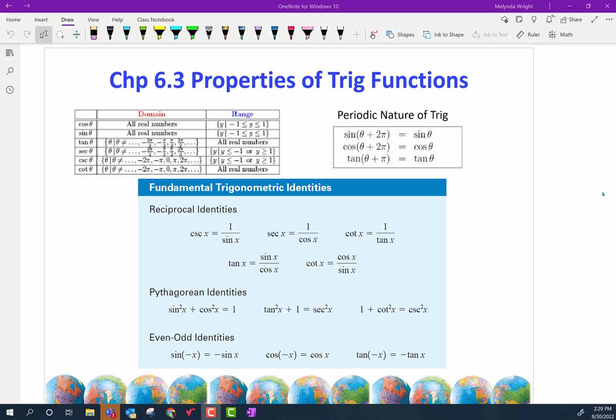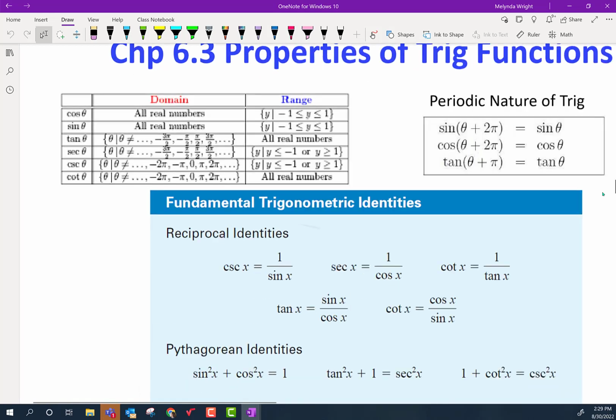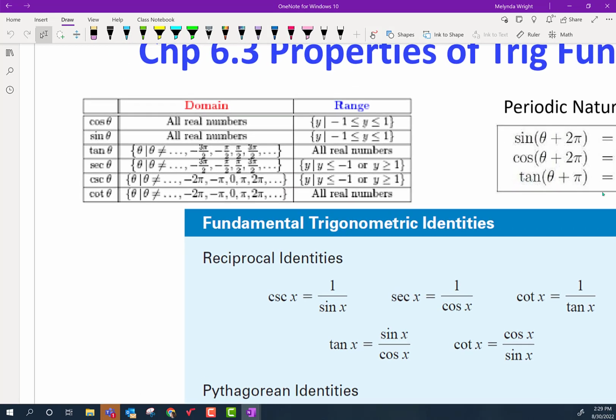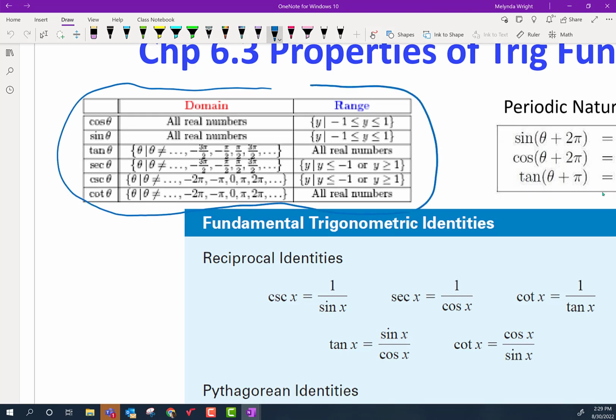All right, so let's take a look at today's lesson. We're going to be looking at properties of trig functions. This block right up here, these domain and range, out of context, just sitting in this table, they really don't make a lot of sense. We will talk more about domain and range as we get into graphing.